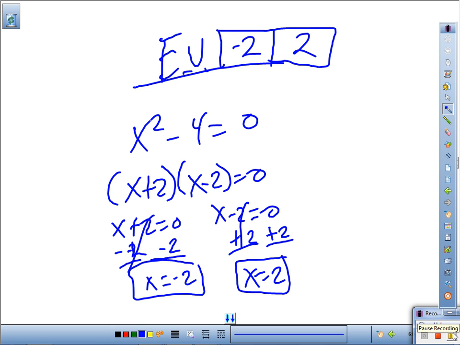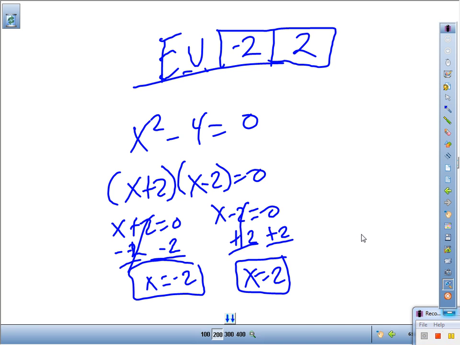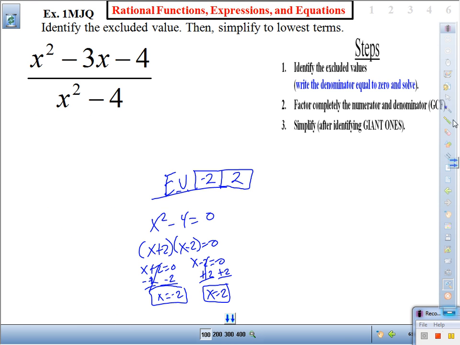All right, check your work. Excluded values, negative 2 and positive 2. Hands up if you got that. Okay, we got this. All right. Now let's go to simplifying. Who went last? Ramon, pass to someone. Kenzie. What do I do with the numerator?